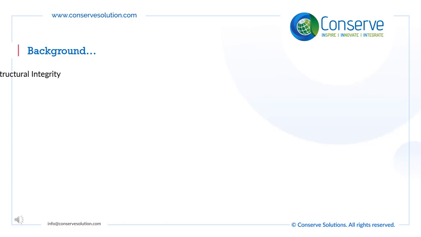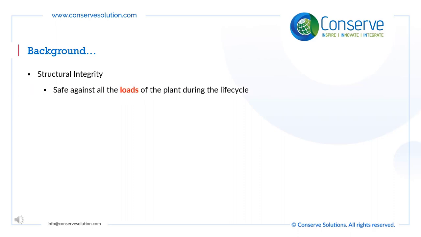In terms of structural integrity, stress analysis should be done to ensure the piping system is safe against all the loads it is exposed to during the plant life cycle, and to ensure the stress loads and sagging or displacement is within the code limit. We'll discuss about various types of loads and codes associated with stress analysis in later slides.